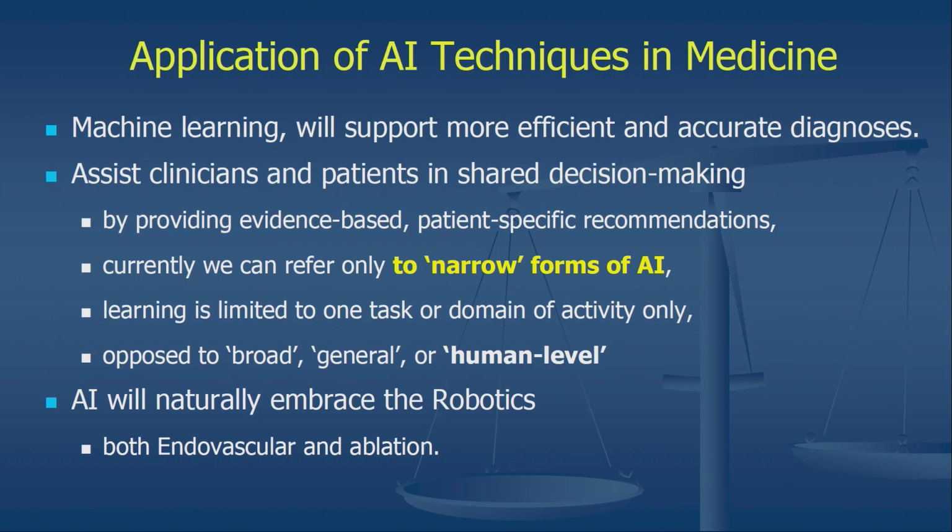So when we talk about artificial intelligence, we basically compare machine learning that supports any diagnosis, for example, and it assists us as physicians and clinicians to take proper decisions under patient-specific recommendations. And we can refer to a narrow form of AI, because learning is limited to one task or domain of activity only. And it differs from our human broad level of thinking and understanding. But the important point is that AI will embrace robotics, and it does already, and the endovascular, and then ablation. I'll talk about it in minutes.